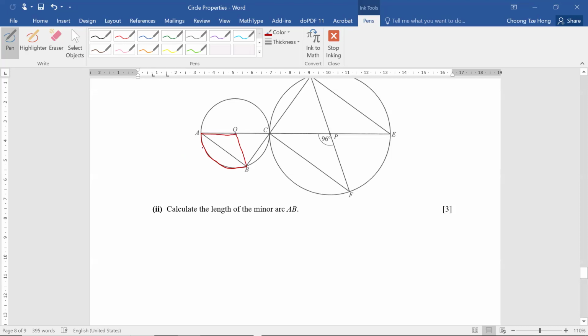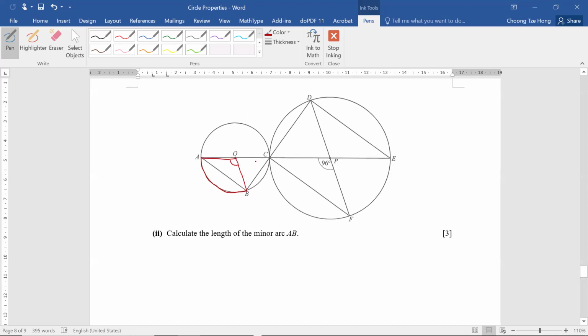Okay, so to calculate the length of the minor arc, I will need to know the minor angle over here, right? So this minor angle over here. Okay, so how do I get this angle? This is something that we also need to think about over here, right? Let's write down some of the angles that we already know.